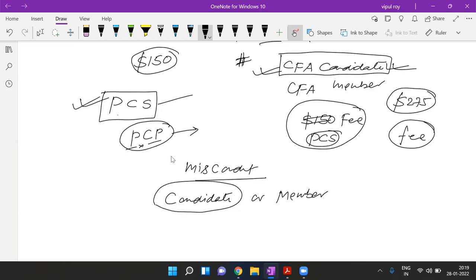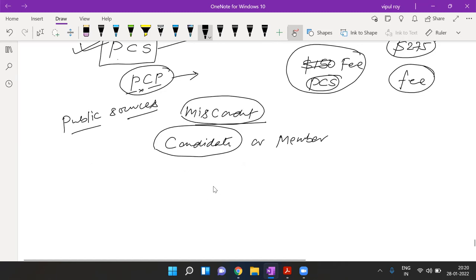So if any evidence of misconduct by any member or candidate is received through public sources, although nobody has made any complaint against you, maybe through media articles, broadcasts, any article on the internet, then in that case also they can initiate an inquiry against you, right? If you are a CFA candidate sitting for your CFA exam, and the exam proctor sees any sort of violation you have committed during the examination, in that case also an inquiry will be initiated against you, right?